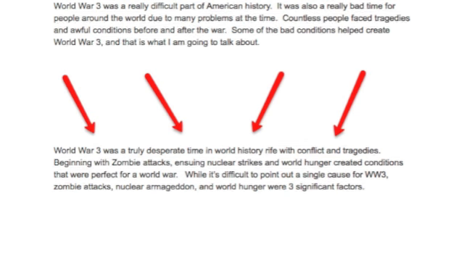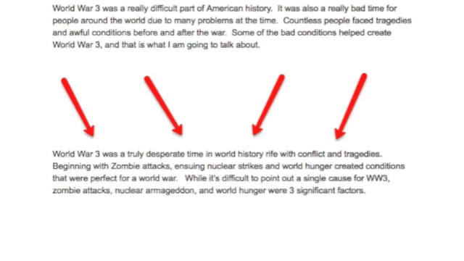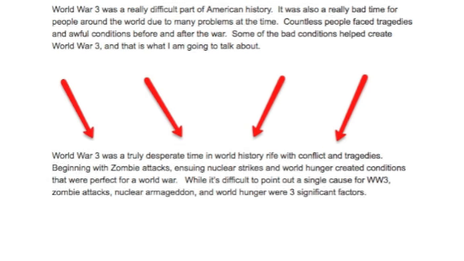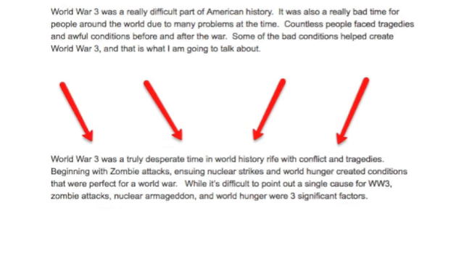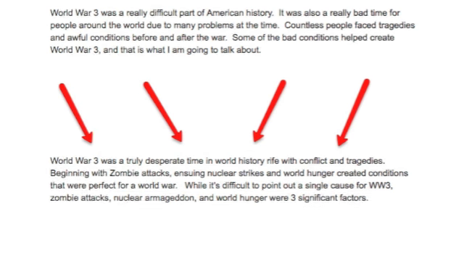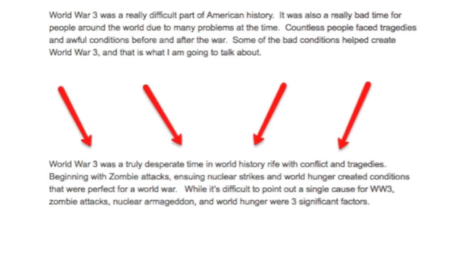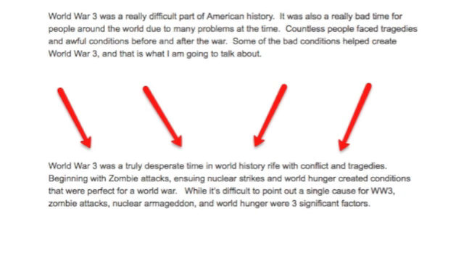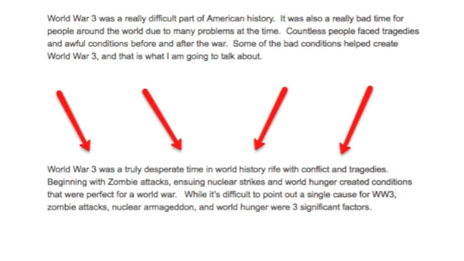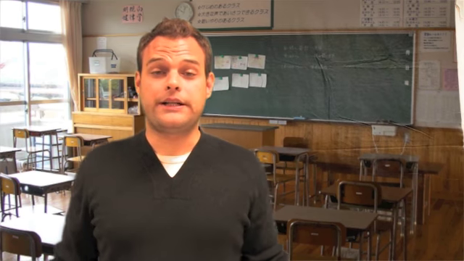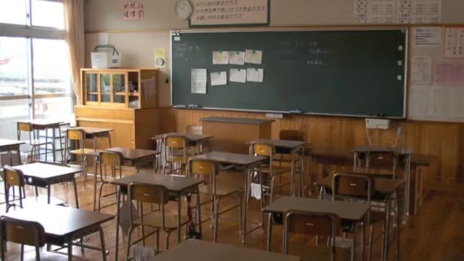World War III was a truly desperate time in world history, rife with conflict and tragedies, beginning with zombie attacks, ensuing with nuclear strikes, and world hunger. These created conditions that were perfect for a world war. While it's difficult to point out a single cause for World War III, zombie attacks, nuclear Armageddon, and world hunger were 3 significant factors. See how much clearer that is? Now we have a jumping off point for the rest of our essay.